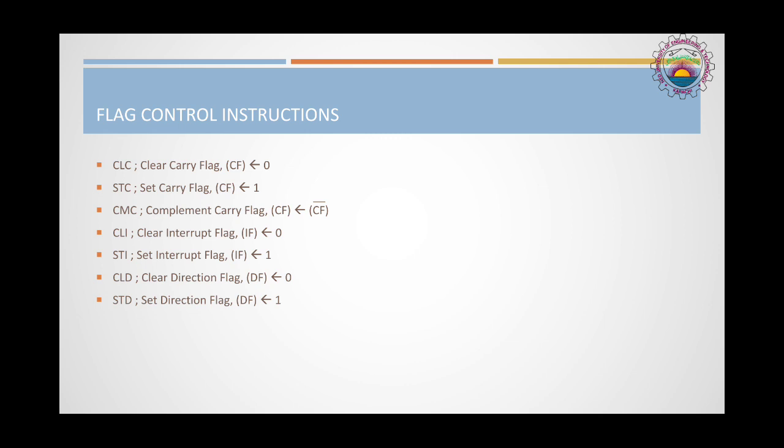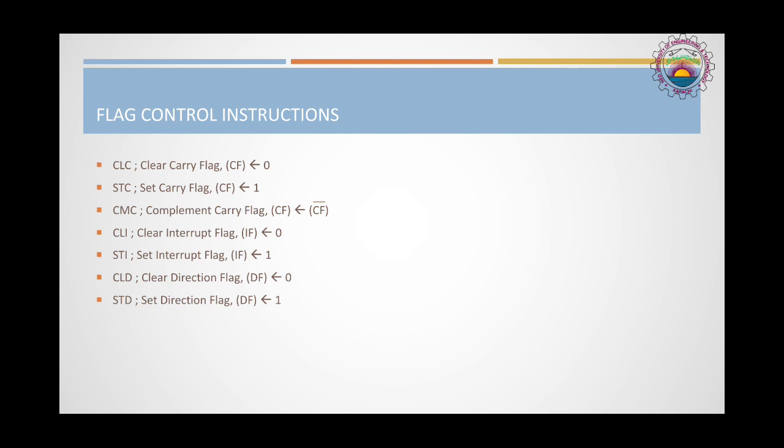Or otherwise, if the carry flag has logic 0 before execution of the CMC instruction, after execution of CMC the carry flag will have logic 1. Now you have two instructions for assigning logic 0 or 1 to the interrupt flag. CLI, clear interrupt flag: after execution of CLI, the interrupt flag will have logic 0. Then you have the STI instruction, set interrupt flag. After execution of STI, the interrupt flag will have logic 1.